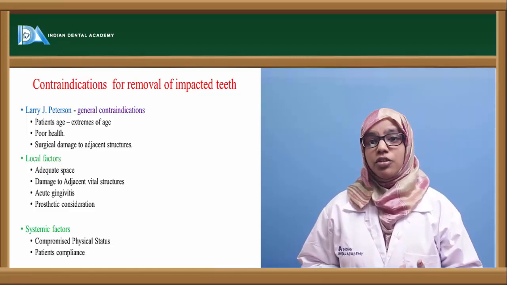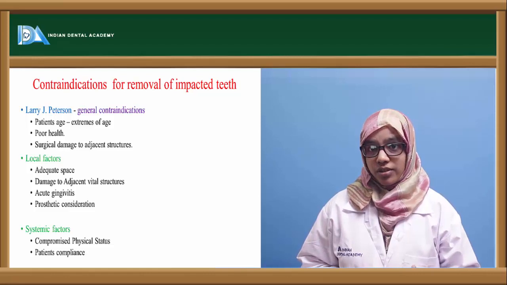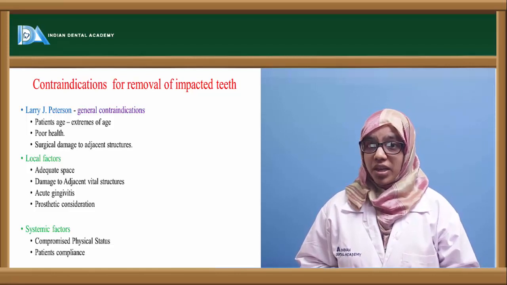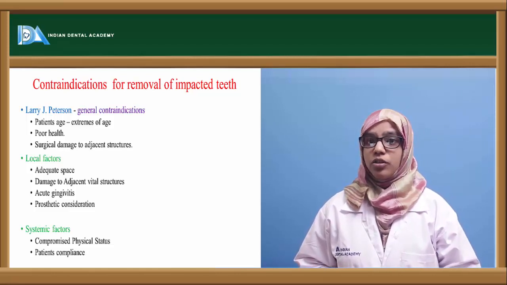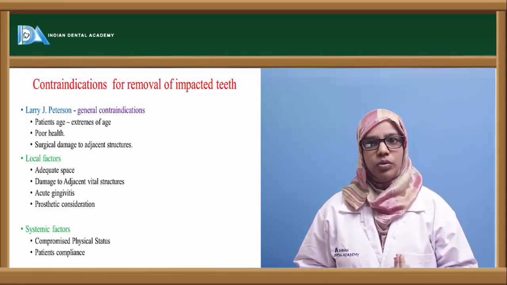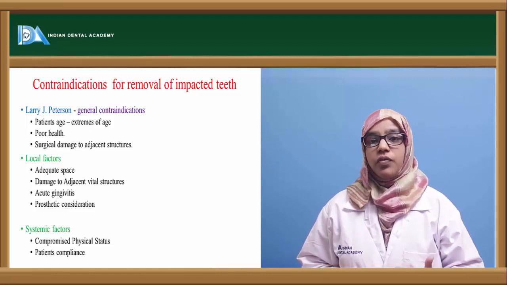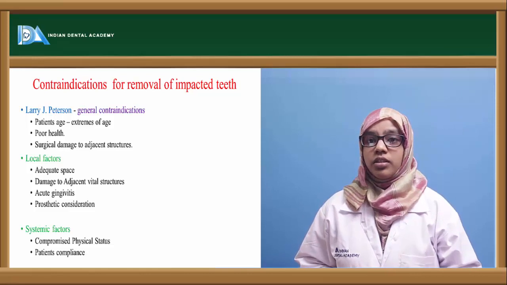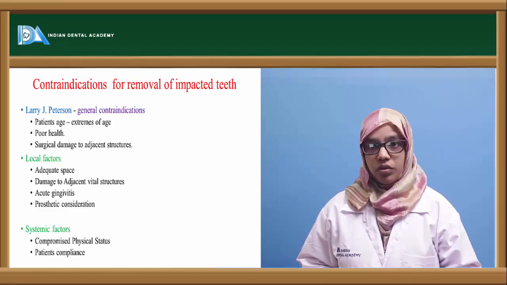If there are chances that it could cause damage to vital structures, that is, it is very close to the inferior alveolar canal and it is asymptomatic, or it is very close to the maxillary sinus and asymptomatic, then you need to leave the third molars. No need to extract it. If it is associated with acute gingivitis, here we need to correct the gingivitis first, then treat the third molars.